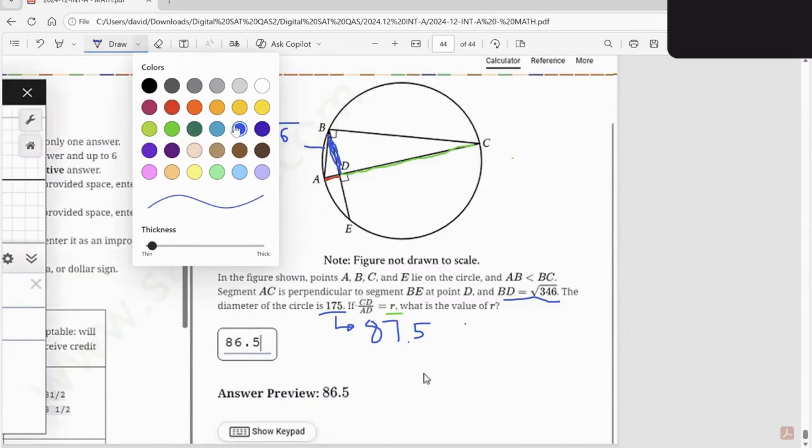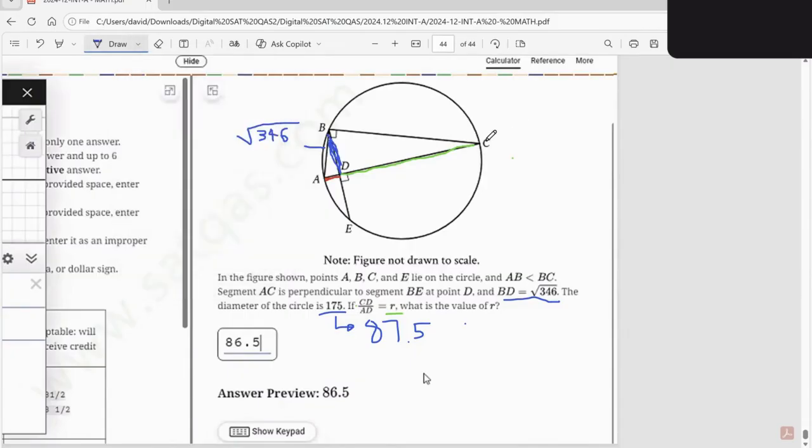Now, the trick to solving this question is we actually need to draw on this diagram. And where are we going to draw? Well, we're going to have a point here at the center. Let's call it F. And I'm going to draw a line from B to F. As you notice that what we drew here is basically a radius. So we know that the length of the radius, so the length of BF is going to be equal to 87.5. And now you notice that we just made a new right triangle here.